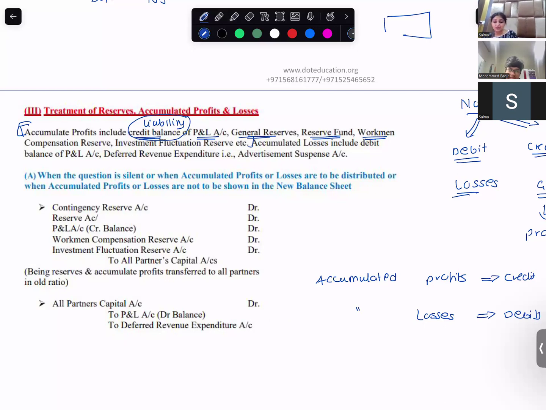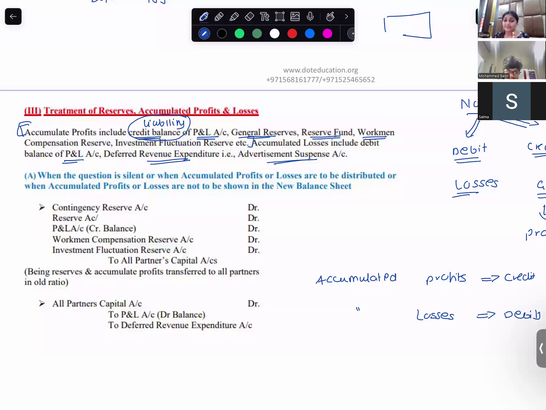Now, if something is an accumulated loss, what is it? It is profit and loss account, deferred revenue expenditure, advertisement suspense account. Just write this and try to memorize, then I will teach you the treatment of it. When you have your balance sheet, you have to treat accumulated profits and accumulated losses.